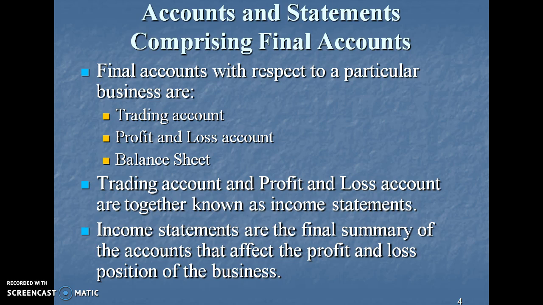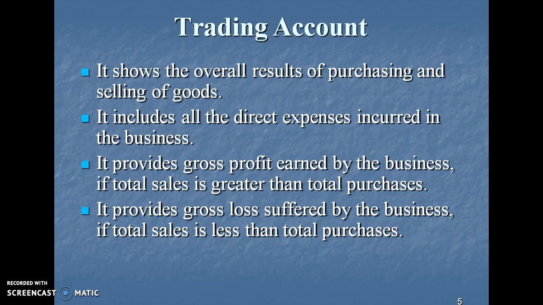Accounts and statements comprising final accounts. Final accounts with respect to a particular business are trading account, so that we can know the gross profit or loss, profit and loss account, so that we can know net profit and loss, and balance sheet, that is assets and liabilities statement. Trading account and profit and loss account are together known as income statements. Income statements are the final summary of the accounts that affect the profit and loss position of the business.